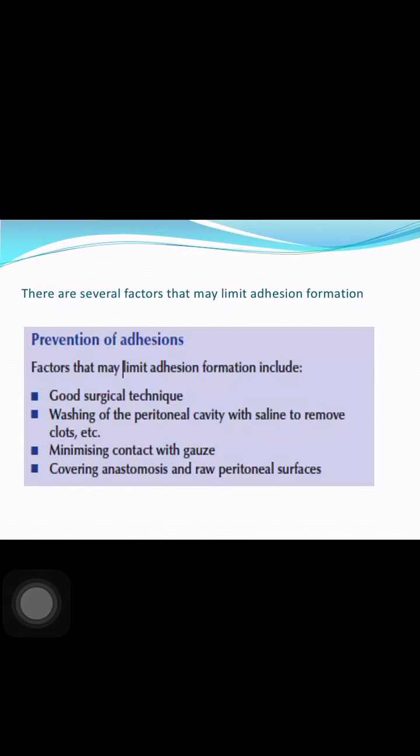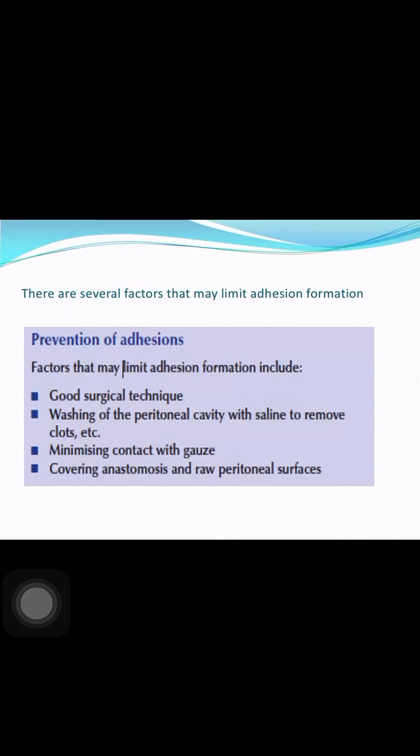vascular tissue. There are several factors that limit, prevent adhesions. For example, good surgical technique. The cleaner the surgery, the lower the incidence of adhesion. Washing of the peritoneal cavity, as we said, should be washed with the saline to remove the clot, pieces of the gauze, silk, sutures, minimizing contact with the gauze.